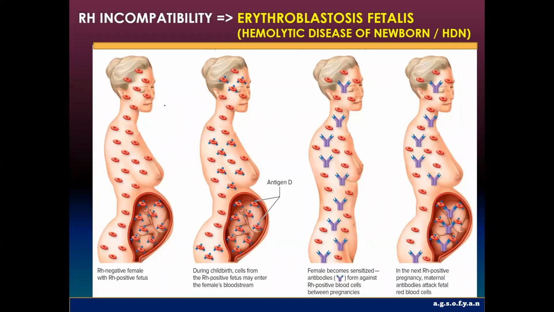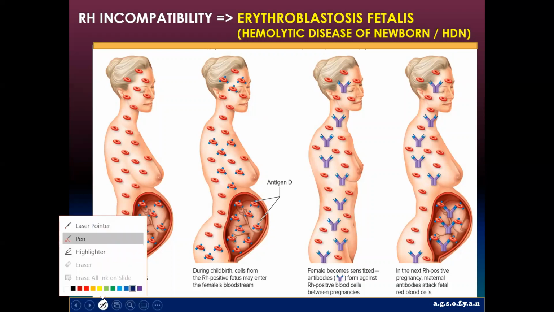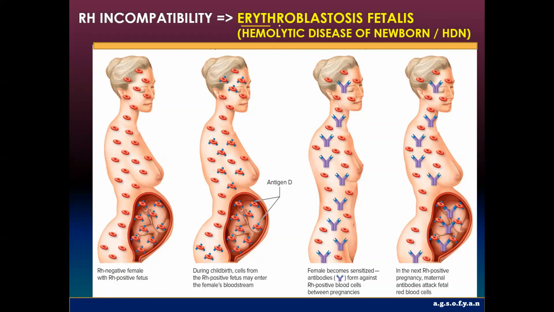Now, this is what used to happen in the community. When a husband and wife got married, sometimes their baby was born dead because the antibodies produced by the mother killed the baby's blood. This condition is called erythroblastosis fetalis, where the father and mother's blood is not compatible. And it is only happening when the mother has negative blood type.